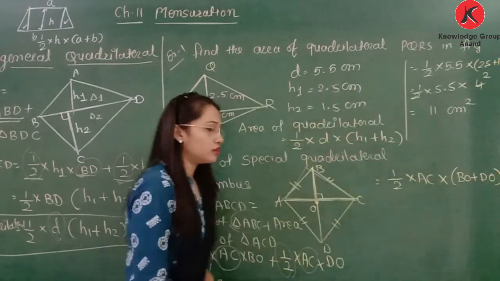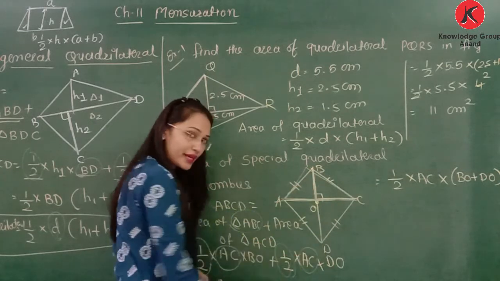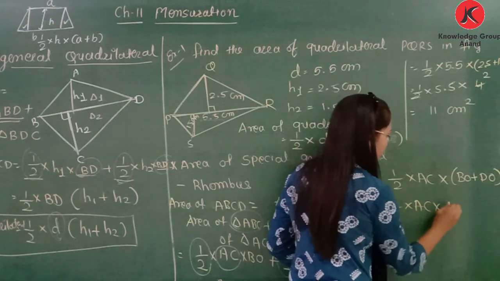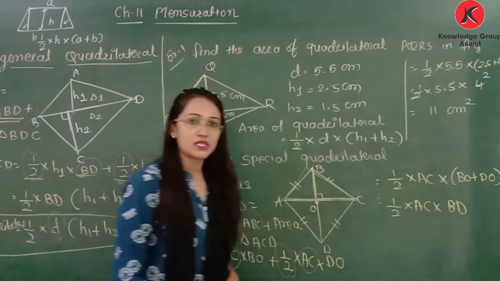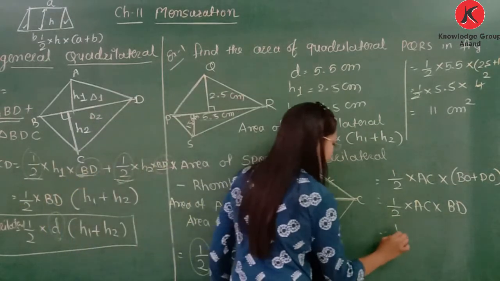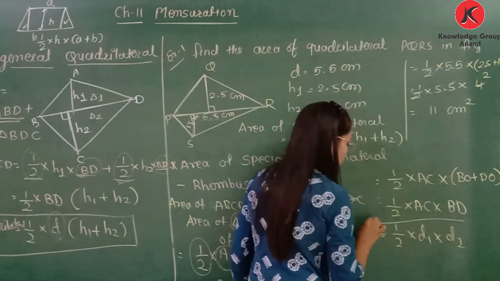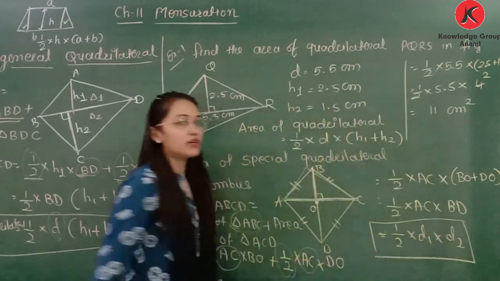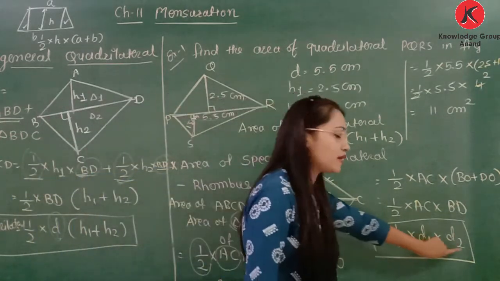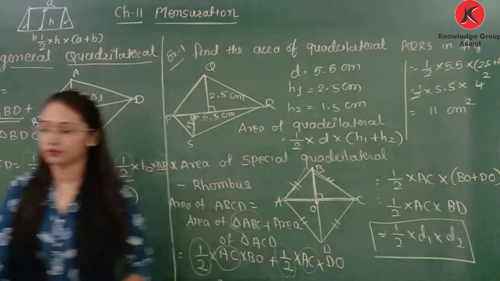Now in the figure you can see BO plus DO is nothing but BD. So that is 1/2 AC multiplied by BD. Now what are AC and BD for a rhombus? They are the diagonals. So in general we can write 1/2 diagonal 1 times diagonal 2. If you want to find the area of a rhombus, then you need to remember the equation 1 by 2 diagonal 1 diagonal 2. That is the equation for the area of a rhombus.